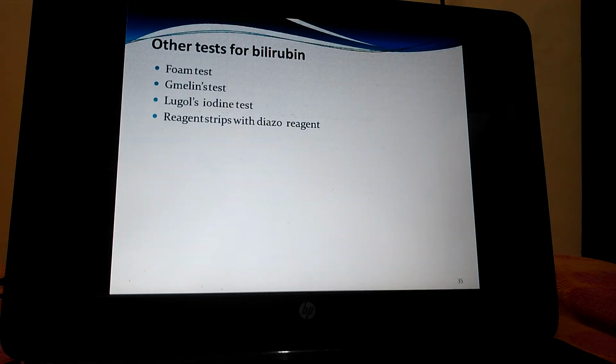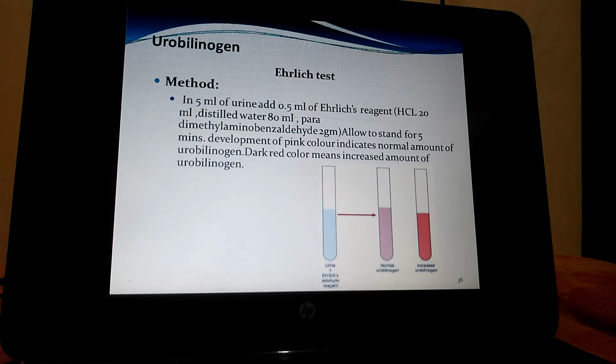Other tests for bilirubin are the foam test, Gmelin test, Lugol's iodine test, and reagent strip with diazo reagent. Detection of urobilinogen is done by Ehrlich's test. Method: we take 5 ml of urine and add 0.5 ml of Ehrlich's reagent. Allow it to stand for 5 minutes. Development of a pink color indicates a normal amount of urobilinogen and a dark red color means an increased amount of urobilinogen. You can see in the picture.